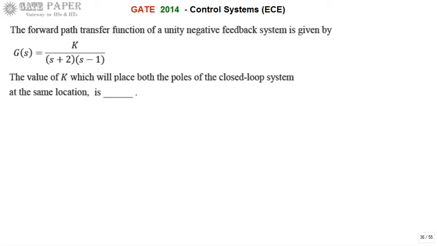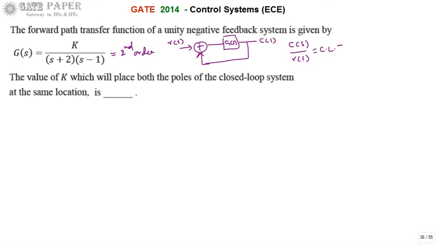So what was given is the forward path transfer function, and it is a second order system. Whenever you are using negative feedback, this is G(s) and there is a negative feedback that will be taken back. So this will become the closed loop system, R(s) and C(s). C(s) by R(s) will be treated as the closed loop transfer function. The closed loop transfer function is also of second order because unity negative feedback doesn't change the order of the system.